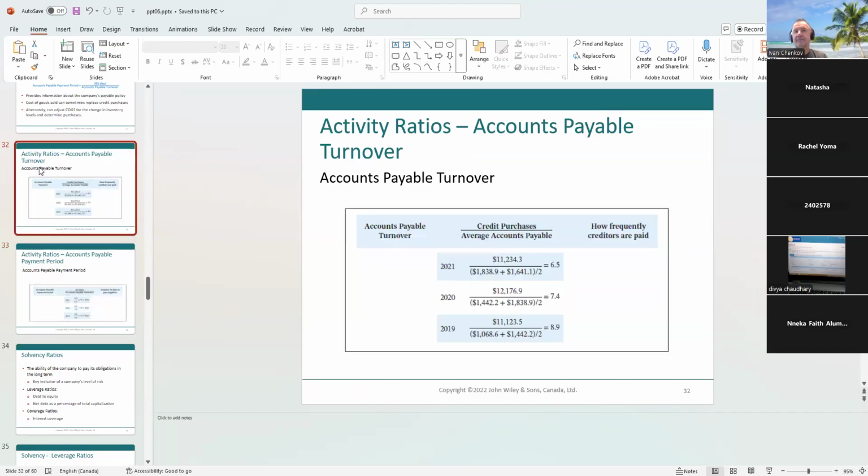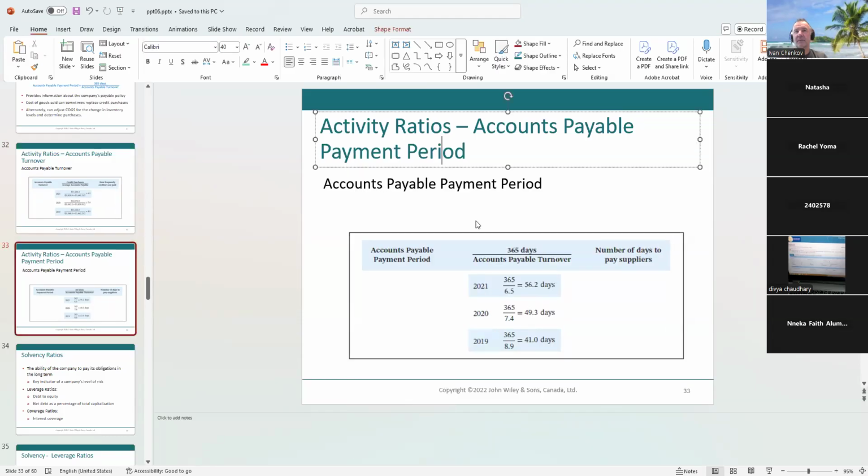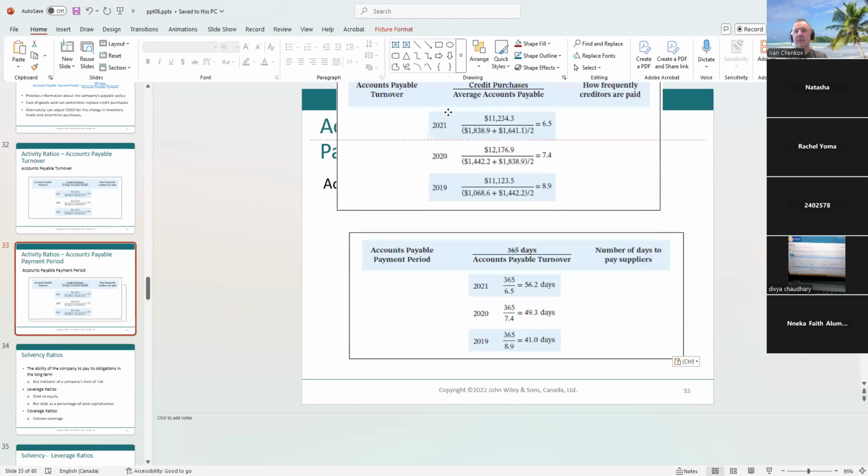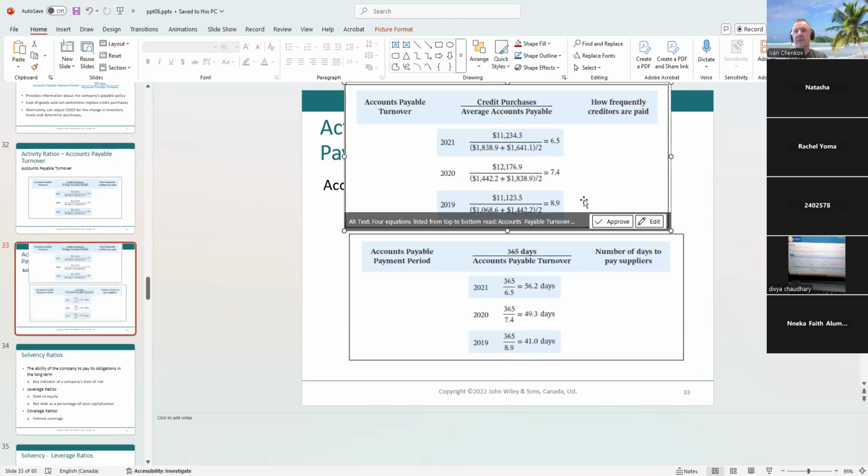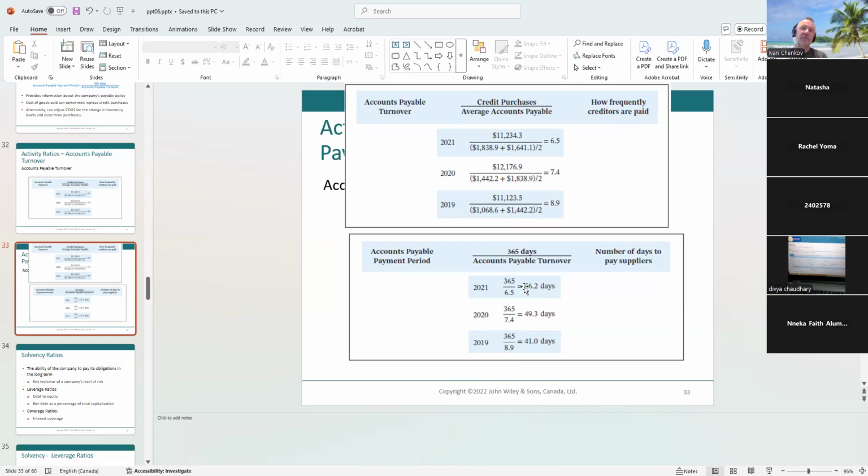So let's put the turnover together again. As you can see, a high number means fewer days. A lower number means more days. What do you prefer, to get paid in 41 days or to get paid in 56 days? In 41. I would prefer to be paid every second week, right? That's even better.